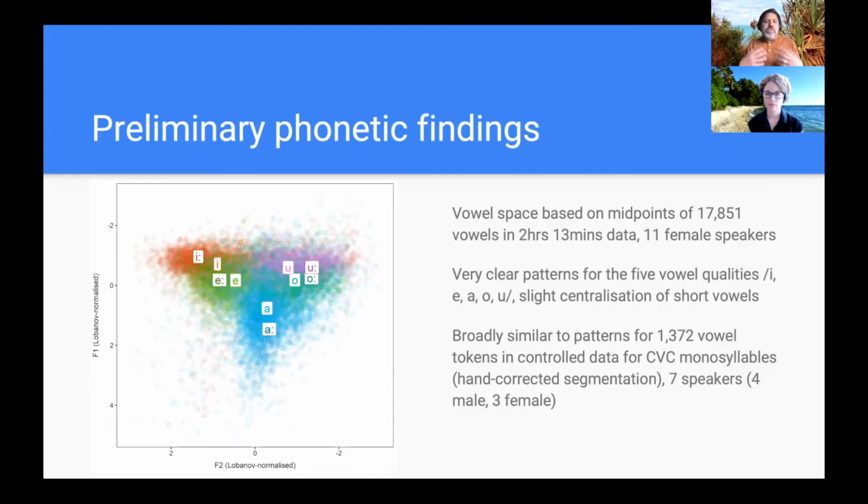Now, of course, that's just a first pass, and we should take this as quite preliminary findings, but when we take out the vowel sounds based on midpoints of the vowel, we can see that it does make a very recognizable vowel space for all the speakers. So this is, again, based on this 2 hours and 13 minutes, 11 speakers all amalgamated, and there's very clear patterns of the 5 vowel qualities.